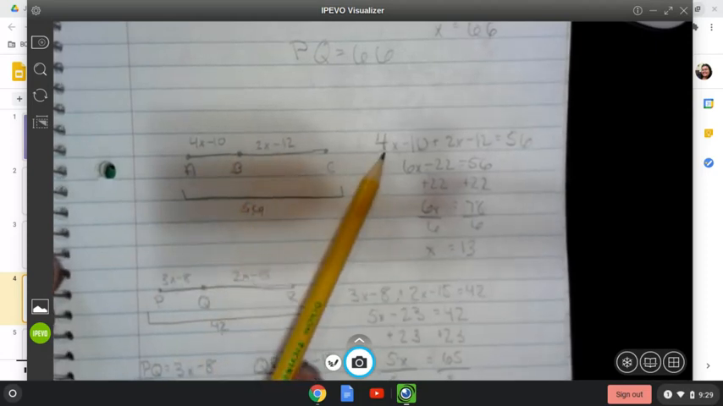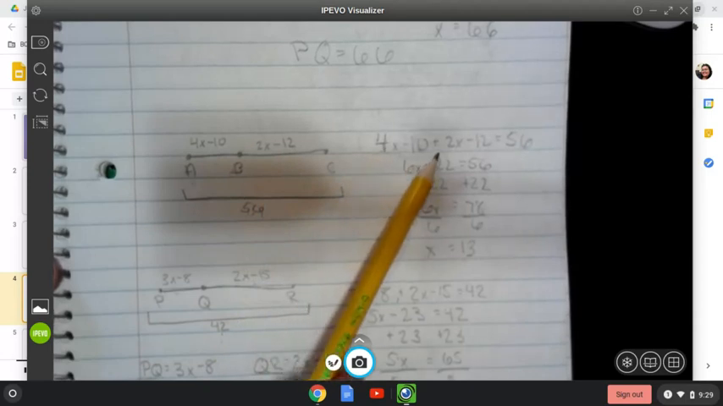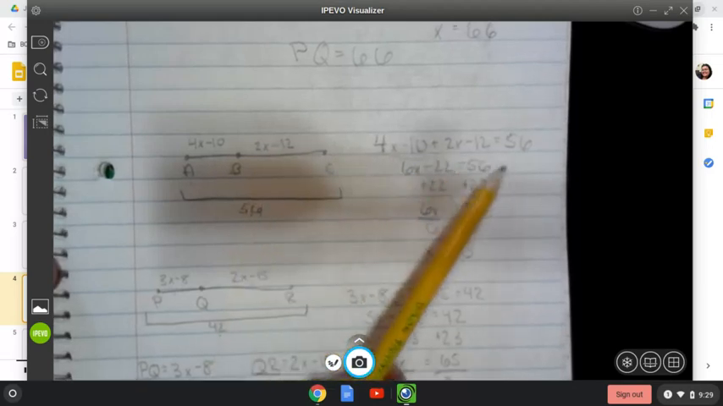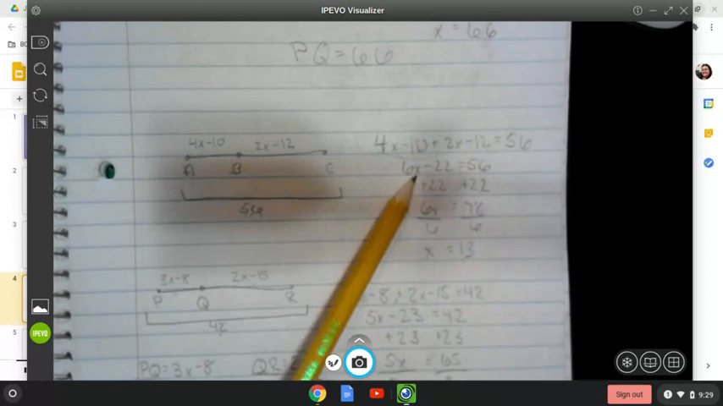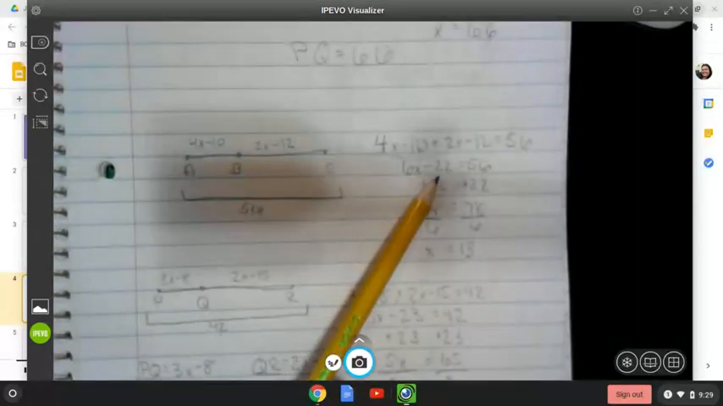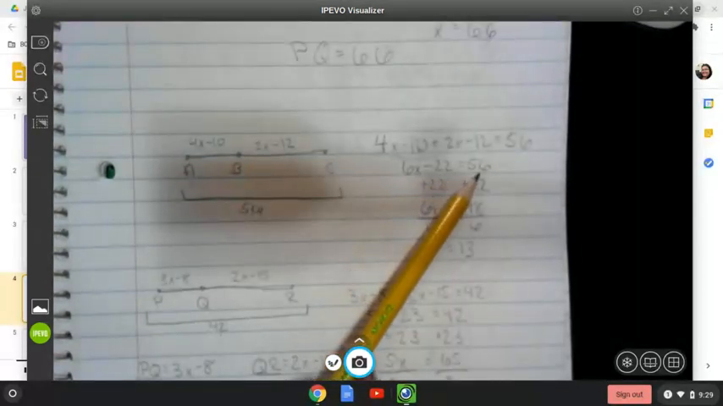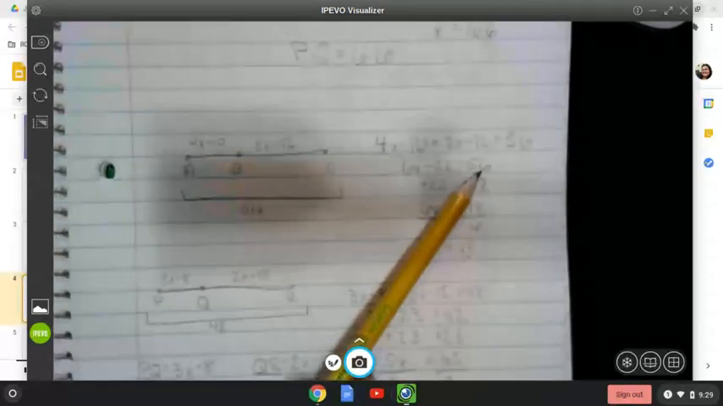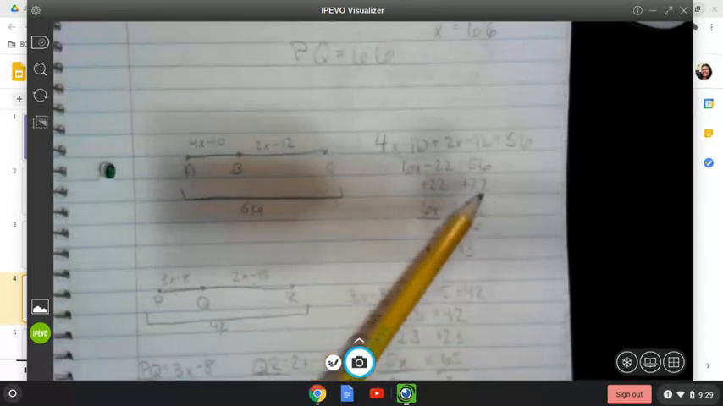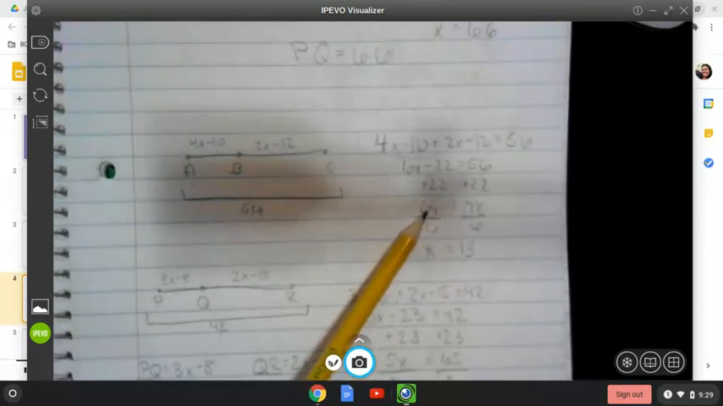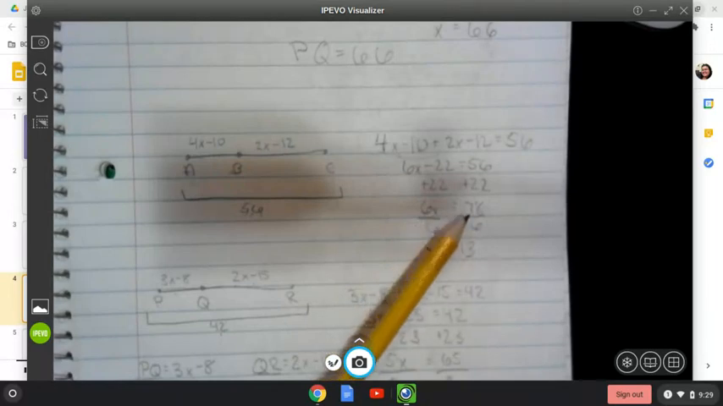Now we're going to tell our story. Our story is part, so 4x minus 10, plus part, which is 2x minus 12, equals 56. We're going to combine our like terms and simplify our problem. So 6x minus 22 equals 56. To cancel out the minus 22, we add 22 to both sides. 6x equals 78.